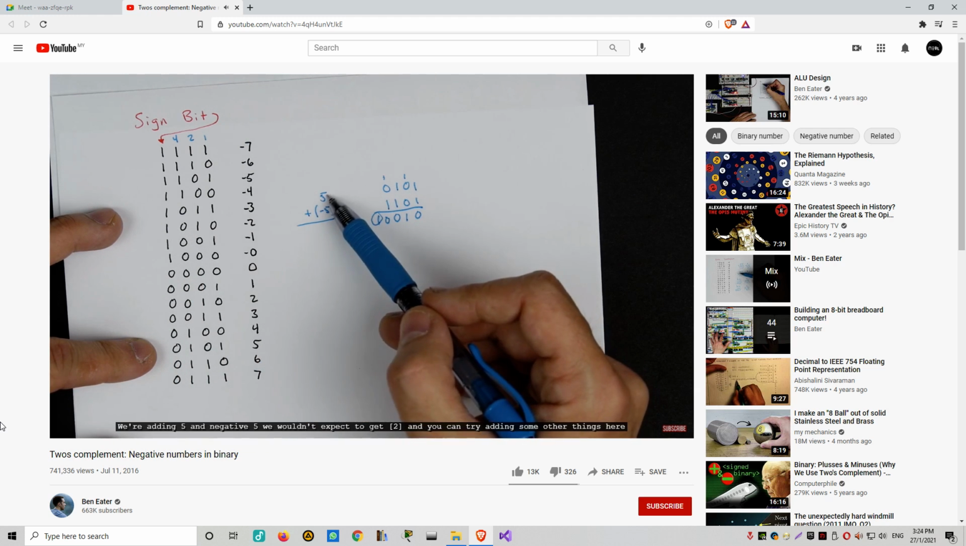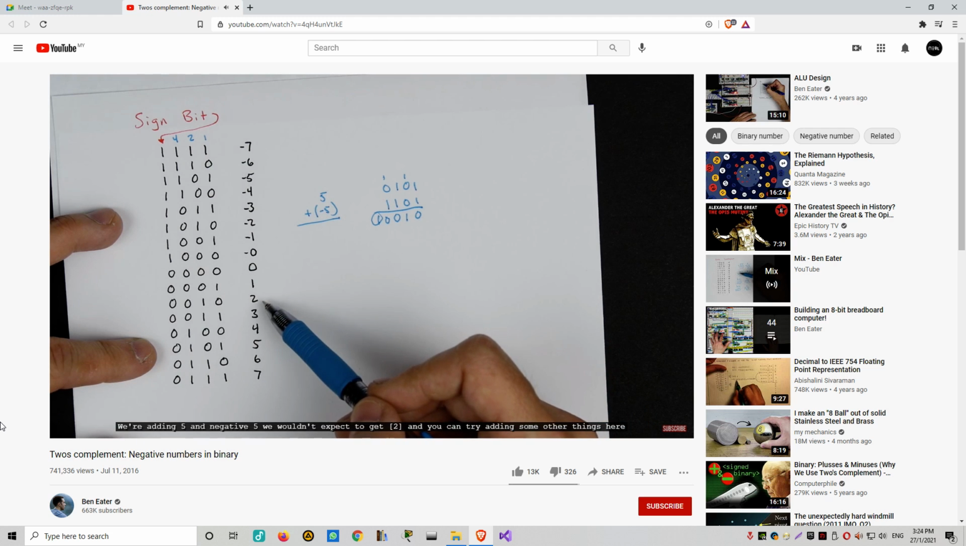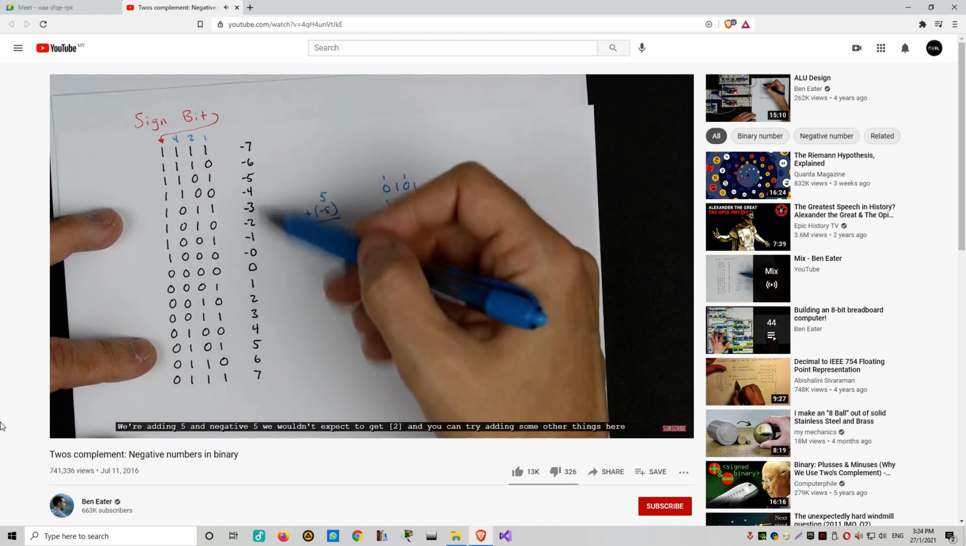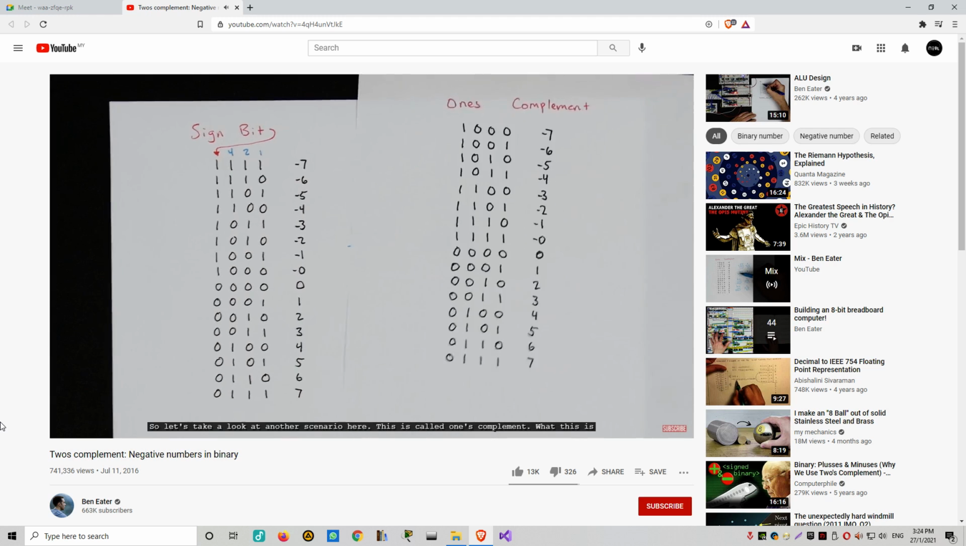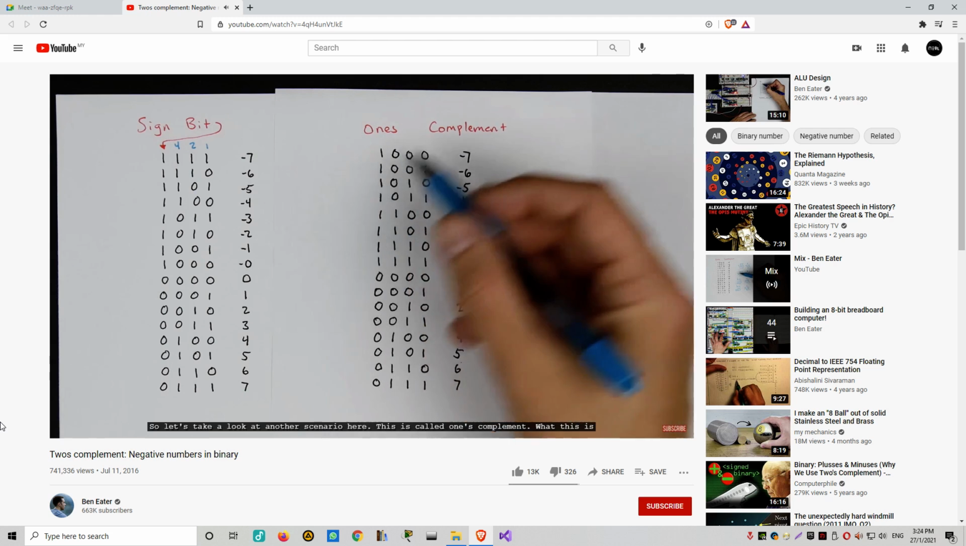Well, so that's kind of weird. If we're adding 5 and negative 5, we wouldn't expect to get 2. And you can try adding some other things here, and it doesn't work. So let's take a look at another scenario here. This is called ones complement.